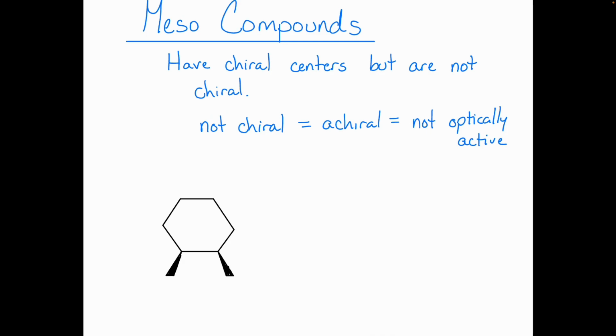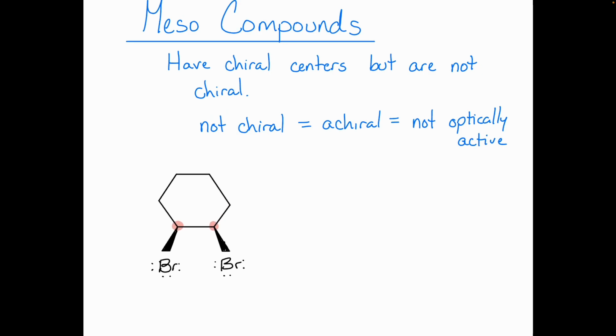And it doesn't matter what you put on there as long as they're identical. I'm just going to stick with my bromine example. This is a meso compound. All right. Do we have chiral centers? Yes. Each of these carbons right here are chiral centers. So again, a meso compound contains a chiral center.